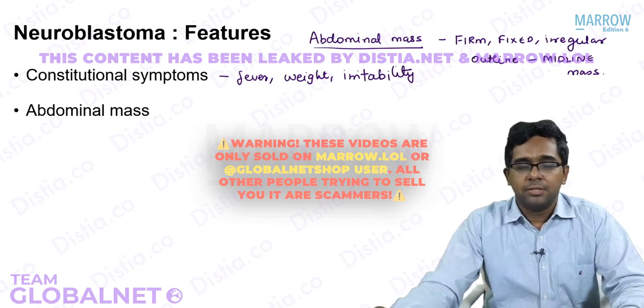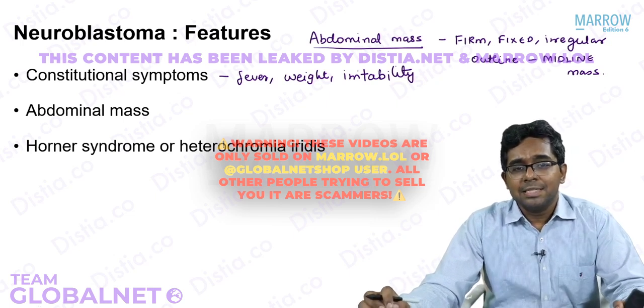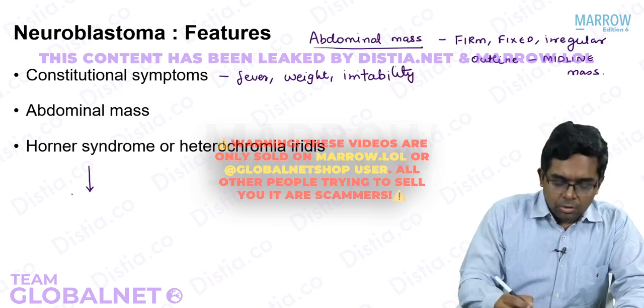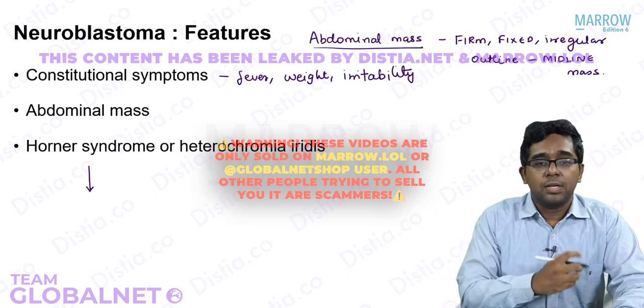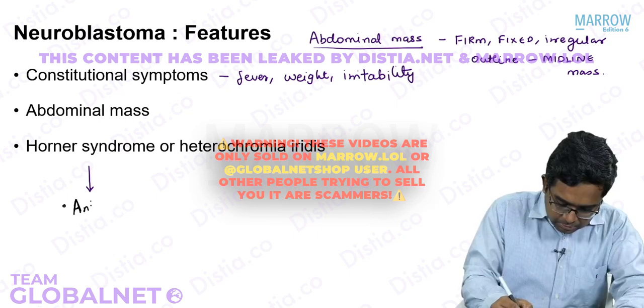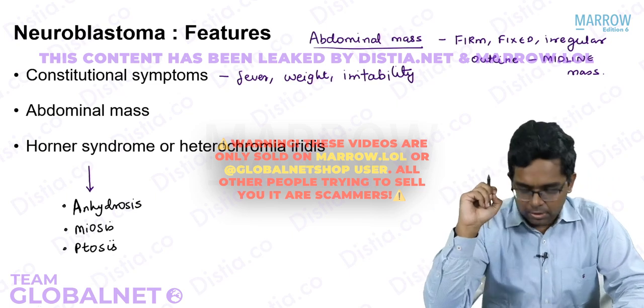Sometimes they can also have other features, which include Horner's syndrome. This is due to involvement of the sympathetic chain, where the child will have classical features. You must have studied Horner's syndrome in other conditions also, so you must know the features. What are the features? Yes, it is anhidrosis, miosis, as well as ptosis. These are the classical features of Horner's syndrome.